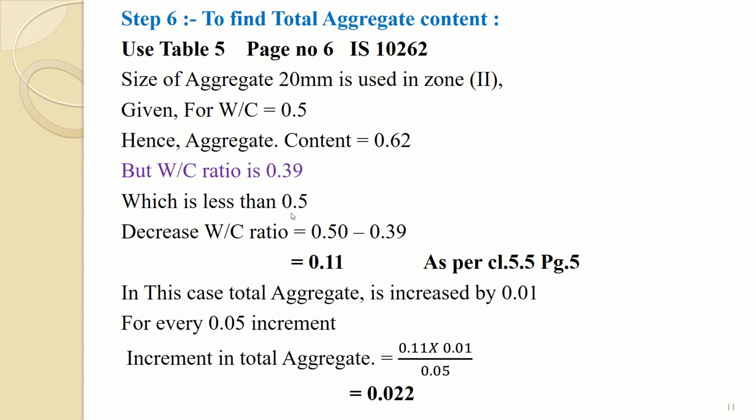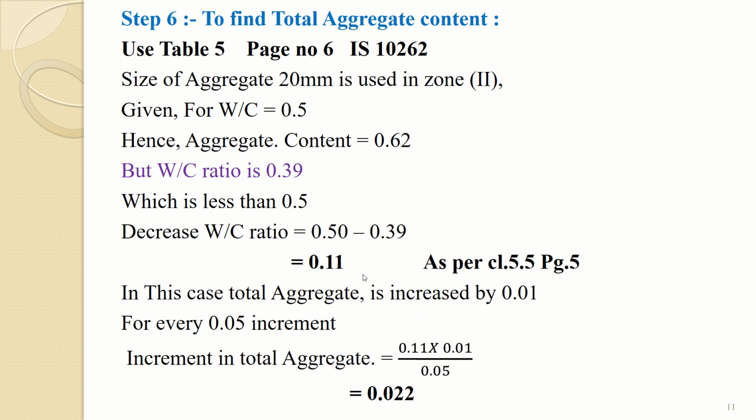As the water cement ratio decreases, the coarse aggregate content increases. So what is the difference between these two values, 0.5 and 0.39? There is a difference of 0.11. As per clause 5.5, page 5, IS 10262, there should be an addition of 0.01 for every increment or decrement of 0.05.